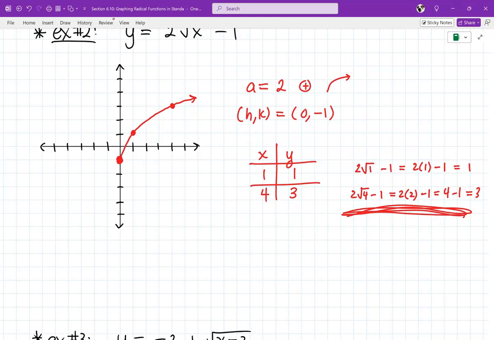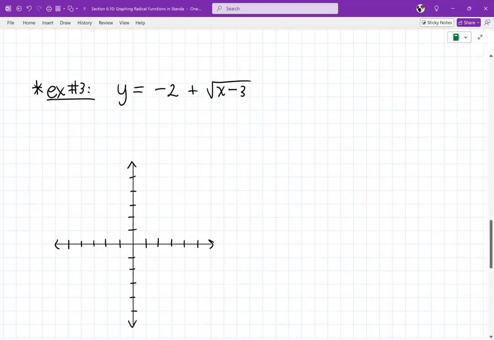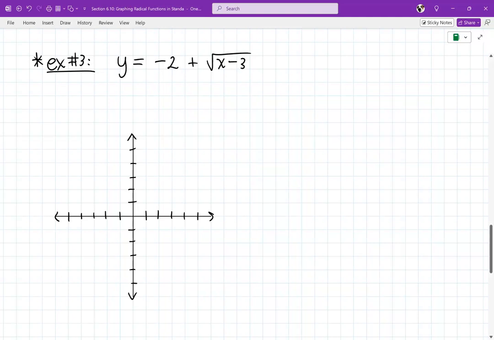It should never be straight lines. This is a curve, no straight lines. This is not linear. This is a radical function. Now, if you're given a problem like this, you might want to rewrite it just to make it look more normal. In other words, y equals the square root of x minus 3, minus 2.